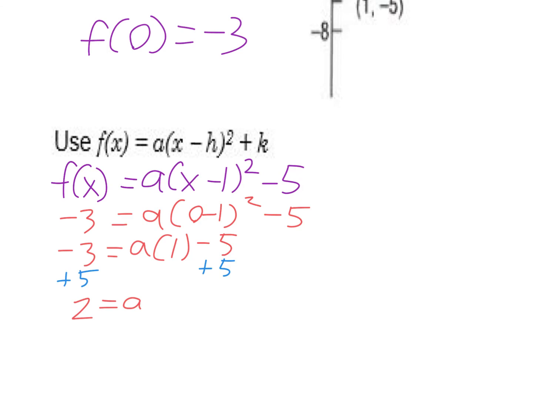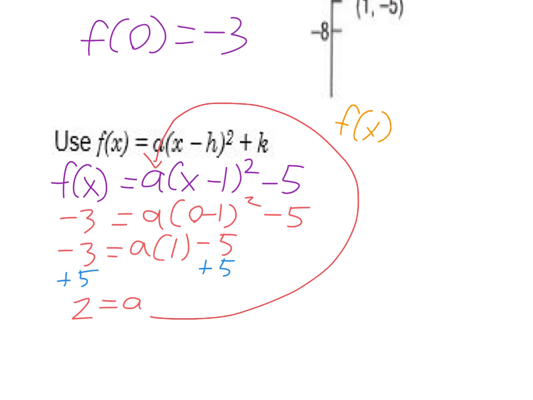I'm then going to take that a equals 2 and plug that back in to my purple equation here. This will give me my answer that f of x, the equation of that parabola, is equal to 2 times (x minus 1) squared minus 5.